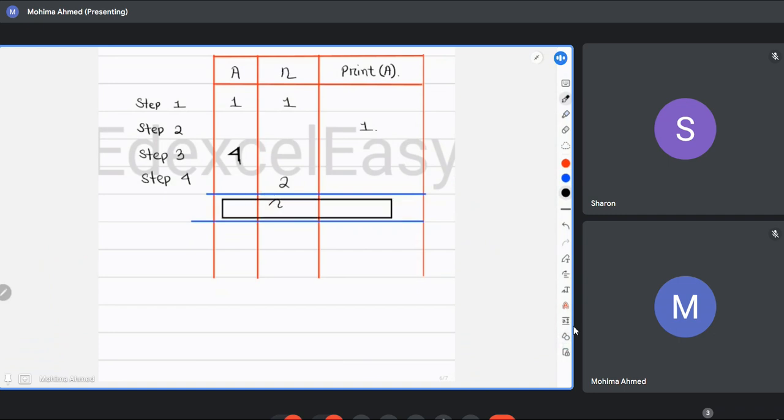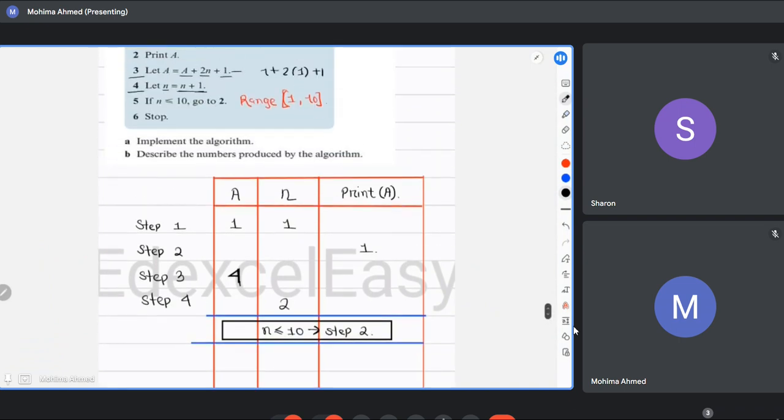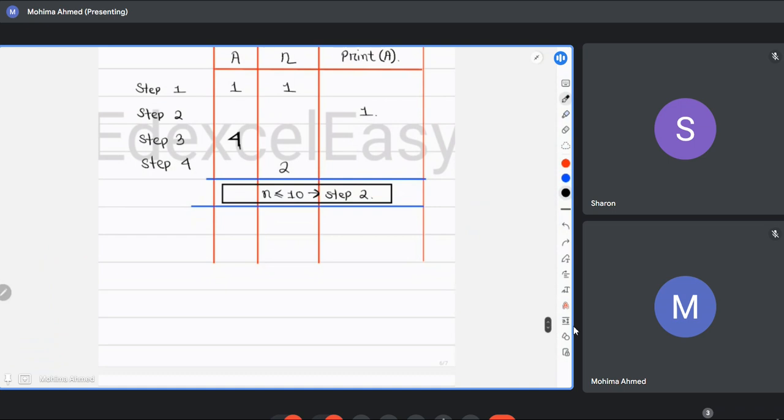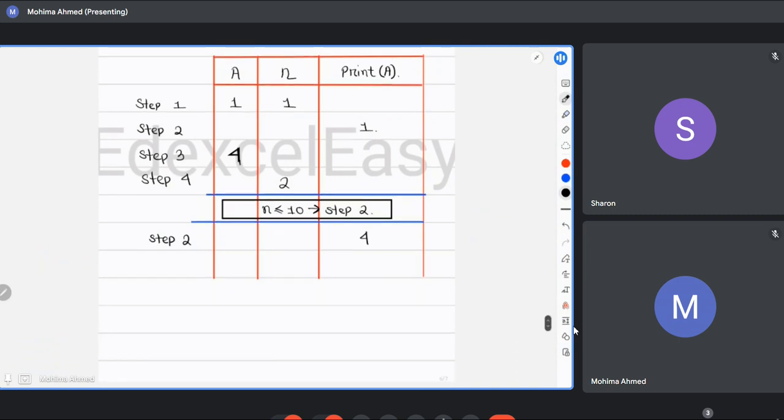That the statement was what? That if n is less than or equal to 10, go back to step 2 again, right? And in step 2, what was this? Print a, right? So then again over here from this part, I will write step 2. For step 2, print a means 4, because previously, before this step, the last value for a was 4. So we're going to get the value for a in the print section as 4.